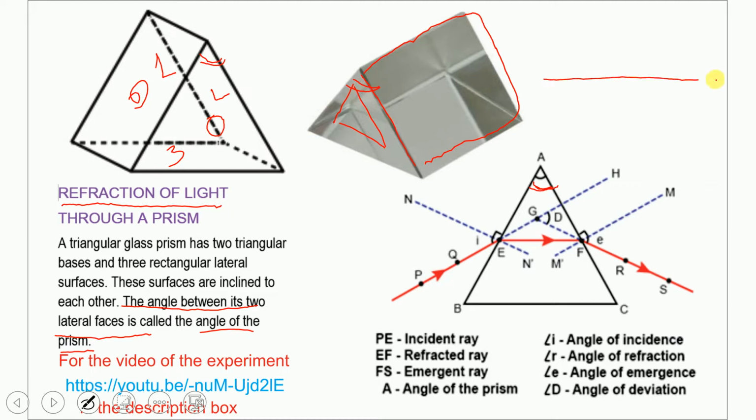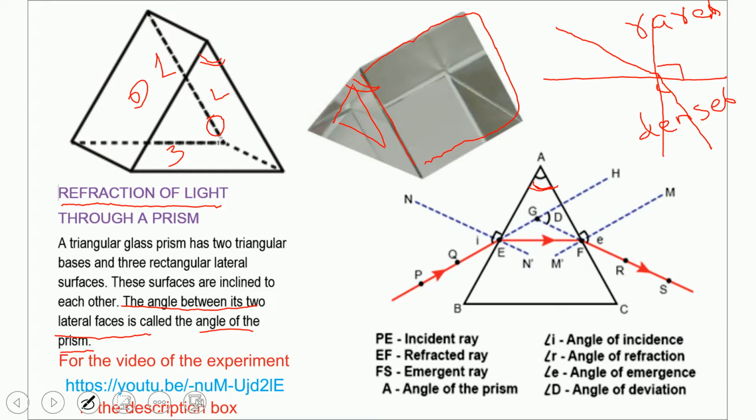When the light passes from one medium to another medium, it changes its path. So here we can say this is a rarer medium and this is a denser medium. Now when the light passes from the rarer medium to the denser medium, you know that it always bends towards the normal. This is the normal. Normal is a perpendicular drawn to that surface.